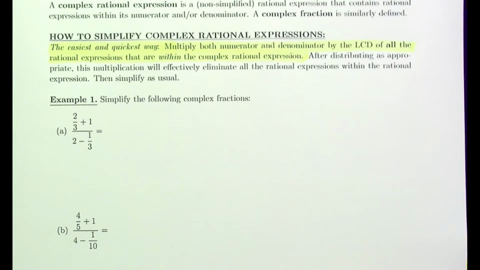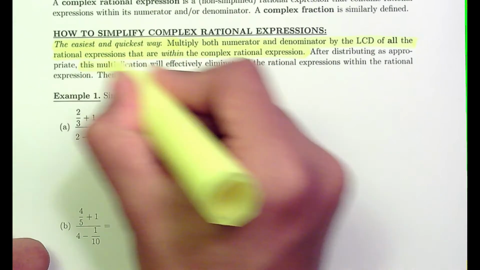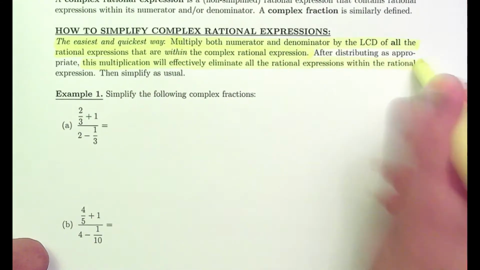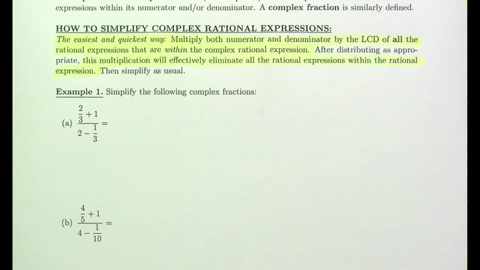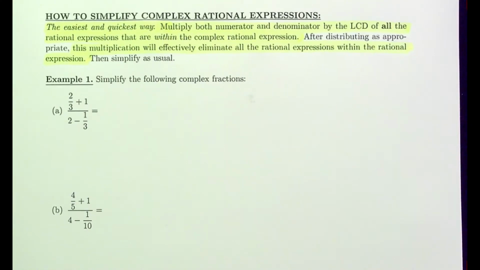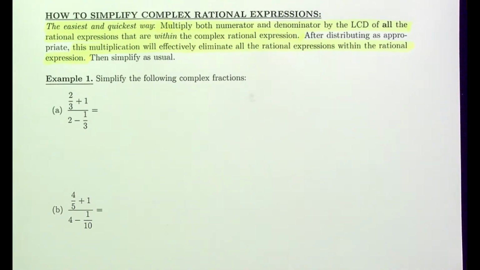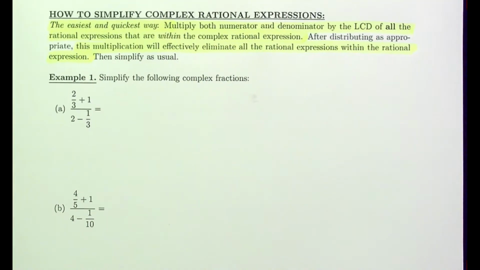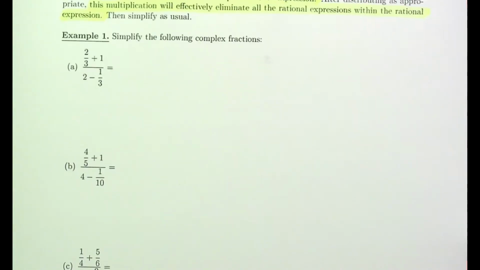And after distributing as appropriate, this multiplication will effectively eliminate all the rational expressions within the expression. Okay, so it's going to kill all the little fractions on the top or bottom. And then you're going to be able to simplify as usual. So this is best understood with an example, of course. So let's do some examples first with numbers, and then we'll introduce the variables. The idea is exactly the same though. So here's the first one.